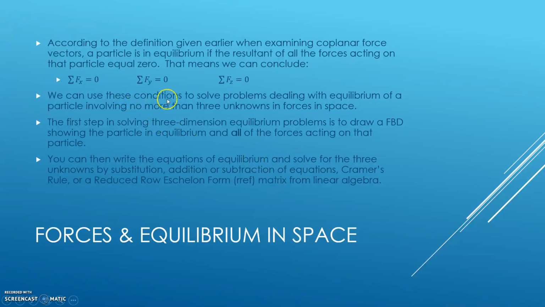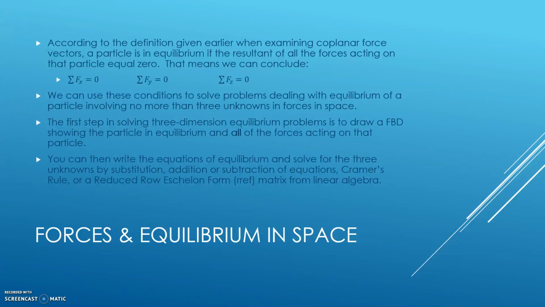So we can use these conditions to help solve problems dealing with the equilibrium of a particle involving no more than three unknowns in forces in space. In other words, x, y, and z. The first step in solving these three-dimensional equilibrium problems is to draw a free body diagram showing the particle in equilibrium and all the forces that are acting on that particle.